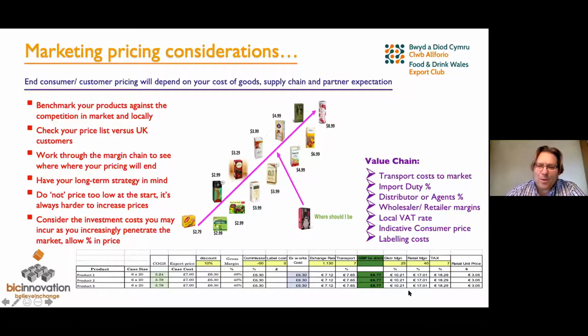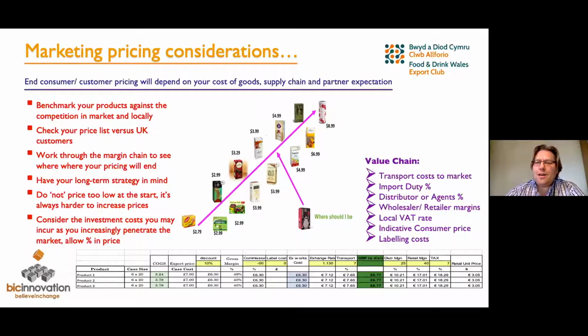At the bottom here, where you probably can't read it too much, is a value chain. That's building everything up in terms of the transport, the import costs, distributor margins, and local VAT. That will give you an idea of where your pricing will end up after exchange rates have been factored in. And what you need to look at is, where is my pricing going to sit?